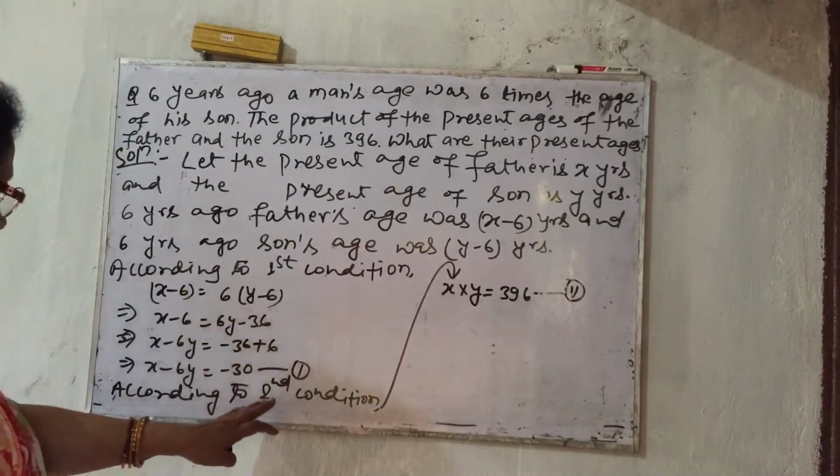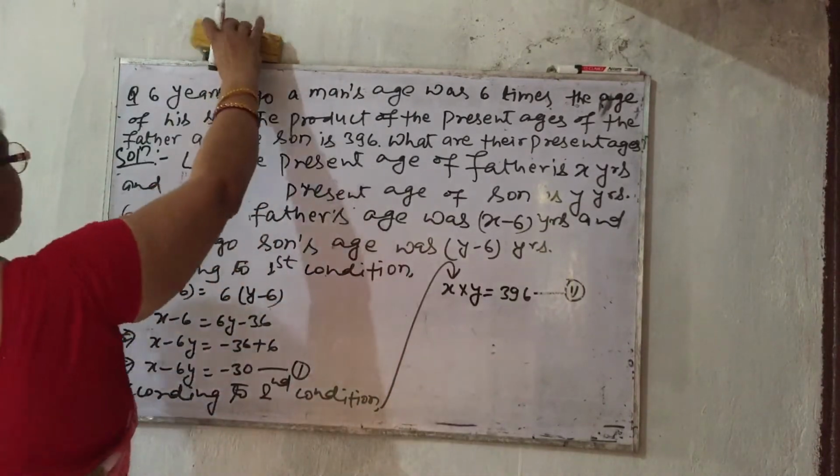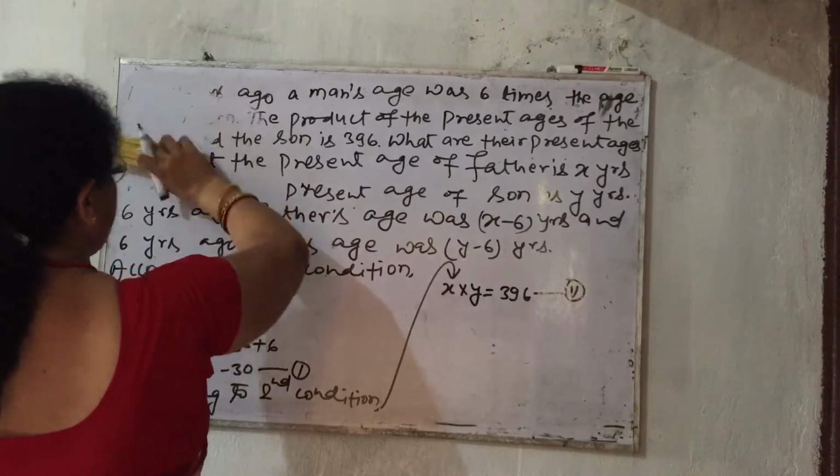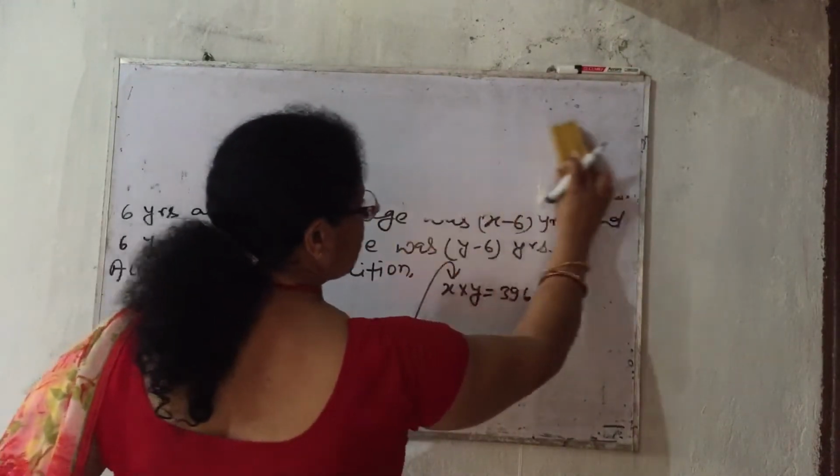Now after solving equation first and second, we will get the answer. We will get the present ages of the father and son. Let's rub these 3-4 lines.